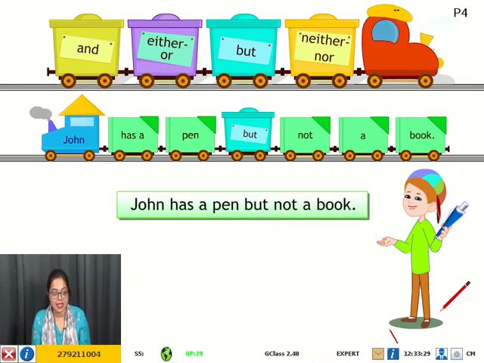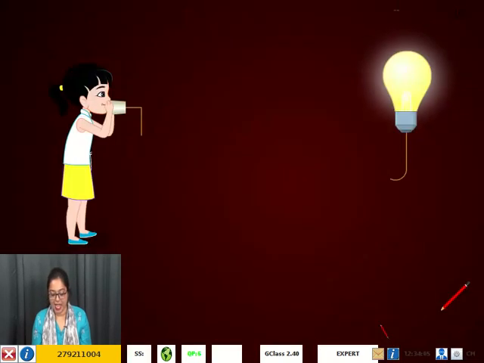So have a look at this sentence. John has a pen but not a book. Okay. So I hope you have understood the concept of how to use these connectors, how the usage of particular connectors and conjunctions in a sentence changes it. So when you change the connectors or conjunctions in a sentence, the meaning of the sentence also changes. Okay. So each connector or each conjunction gives us a different meaning. Okay. So you have understood till here? Okay, great.